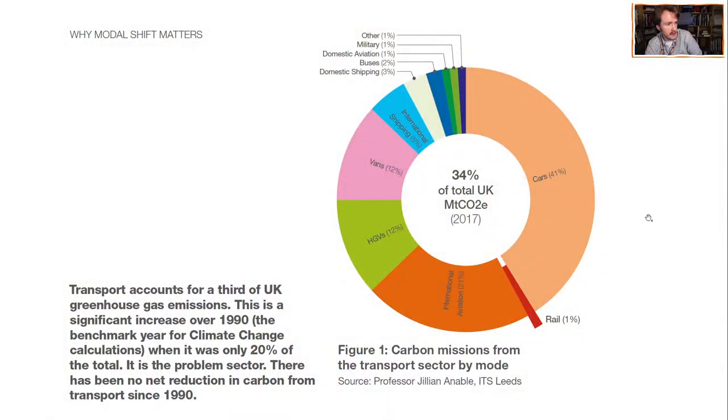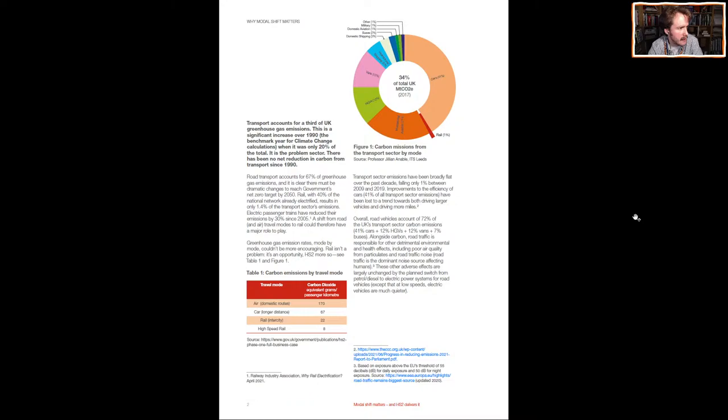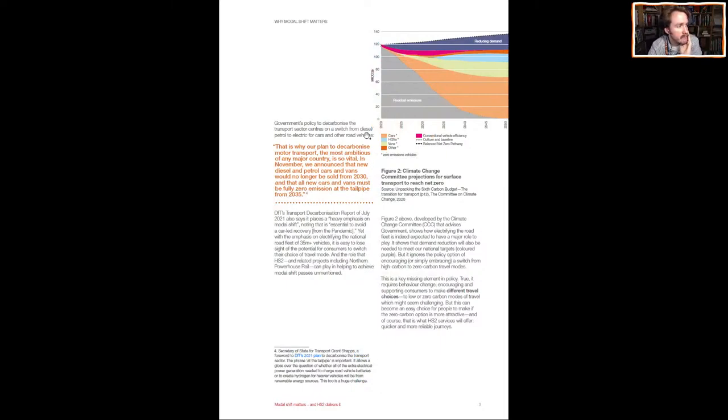So, sorry, I digress. Let's zoom back out and get on with this. So, that's a discussion of the split. Fine, okay. So we know that. And then there's a discussion of government's policy to decarbonise the transport sector, which centres on a switch from diesel and petrol to electric for cars and other road vehicles. Okay. Fine. So that's laying out what government thinks it wants to do.